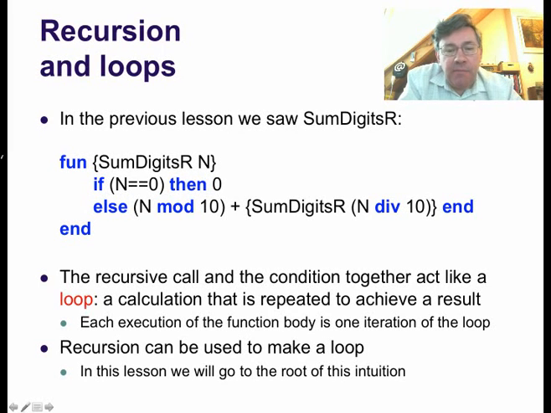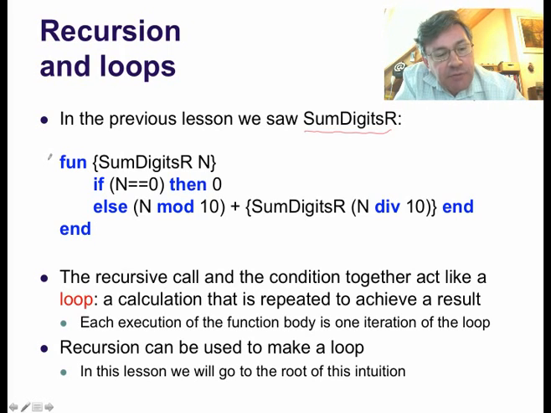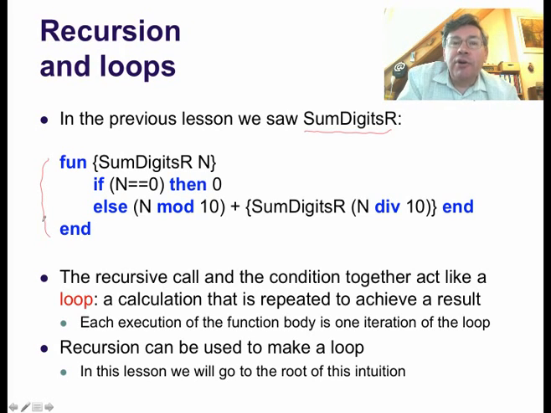In the previous lesson, we saw a simple example of a recursive function called SUMDIGITS_r. This function will take any integer and it uses recursion and a stop condition to calculate the sum of all digits of the integer in base 10 representation.